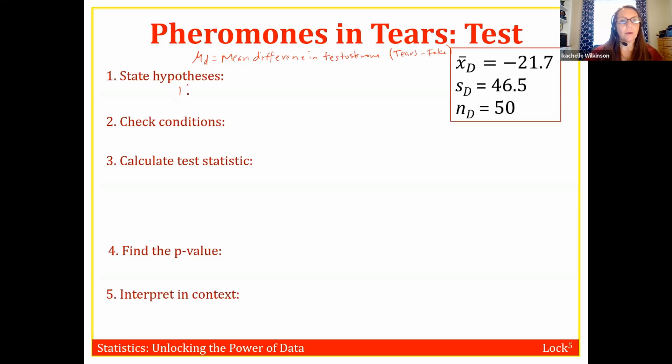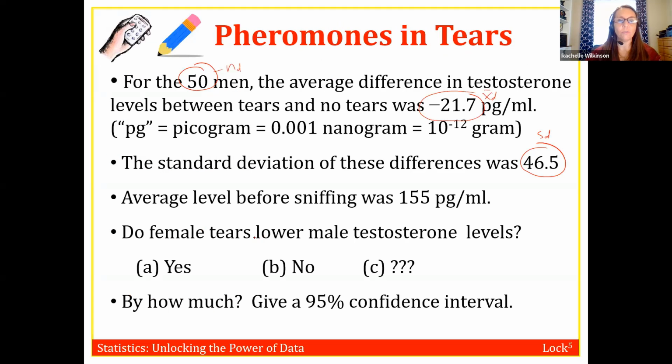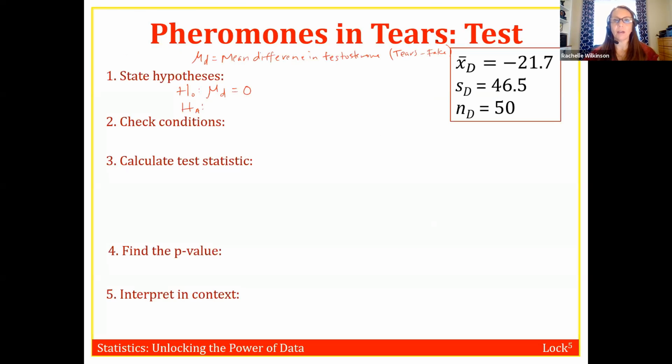So our hypotheses, null hypothesis, the mean difference in testosterone, we're going to say is 0. So remember, anytime we're doing this paired data test, null hypothesis is always mu D equals 0. And then the alternative here, we wanted to know, it says, do female tears lower male testosterone levels? Okay, so if I'm taking tears minus fake tears, and I want to know if tears lower testosterone level, that would mean that tears would have a lower level of testosterone. So I'd have a smaller number minus a bigger number.